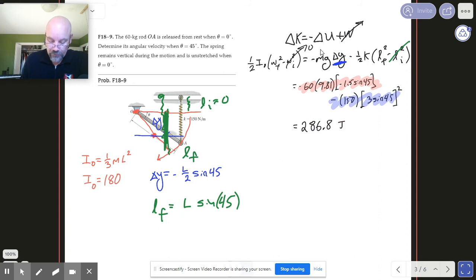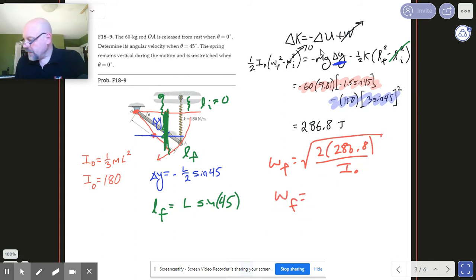And of course, that's joules. And then we'll come back in here like we have been doing so many times. Say that the final omega is going to be the square root of 2 times 286.8 over I0. And you get 1.785. Okay, and that's radians per second.